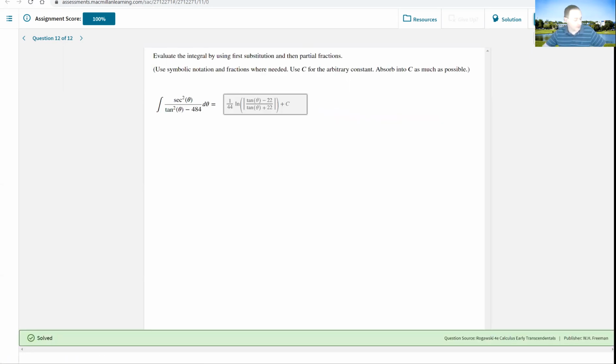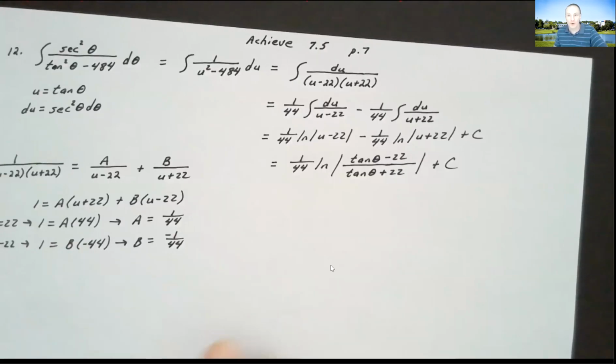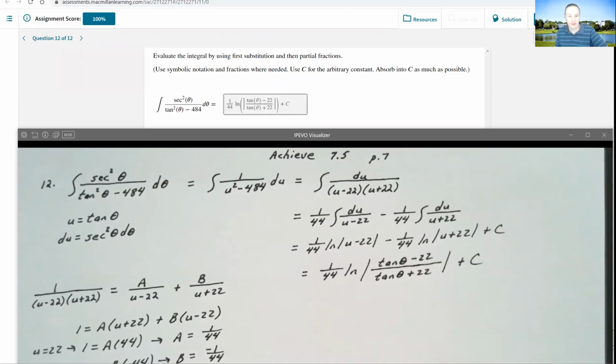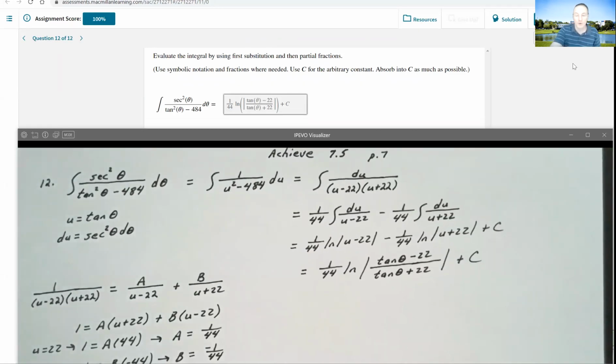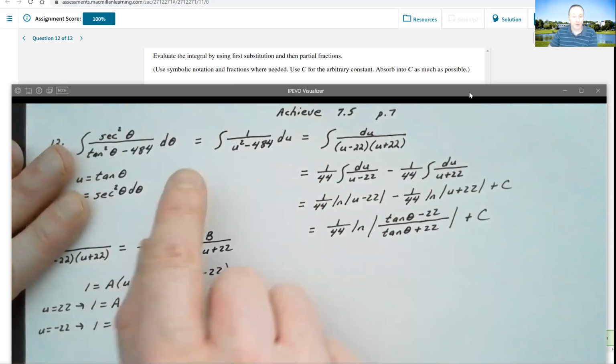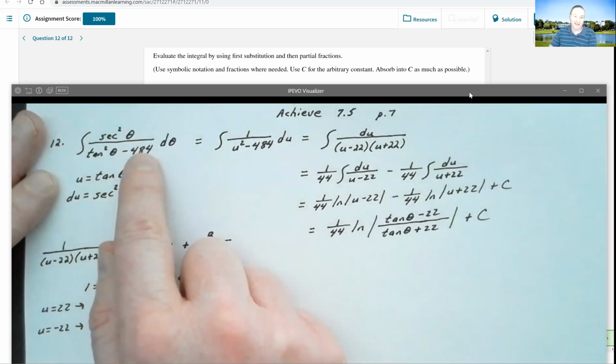Now for number 12, it's very anticlimactic and not nearly as fun as the previous few problems. When I'm looking at this one with you, and I think I can even make it smaller, it didn't take a whole lot of room. So what I did here, it's the integral of secant squared theta over tangent squared theta minus 484, integrated with respect to theta.